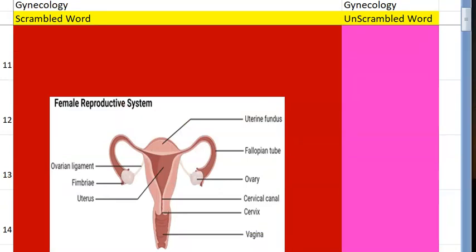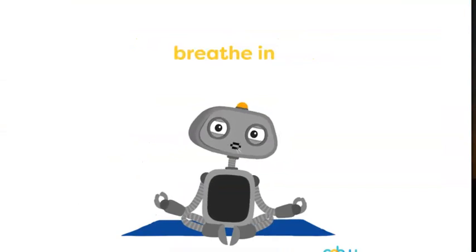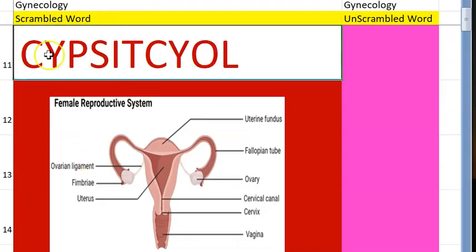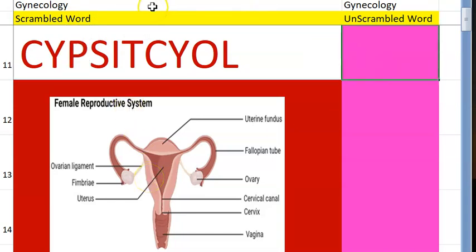Great. You have finished 10. That is a huge achievement. Gynecology, scrambled words. Let's continue. 11th one, guys. What do you think this one is? Take a guess. Starts with a P. PCOS, polycystic. Very good.